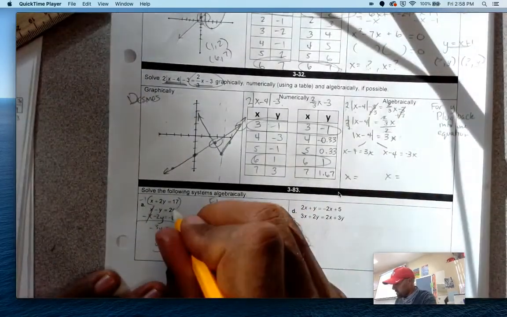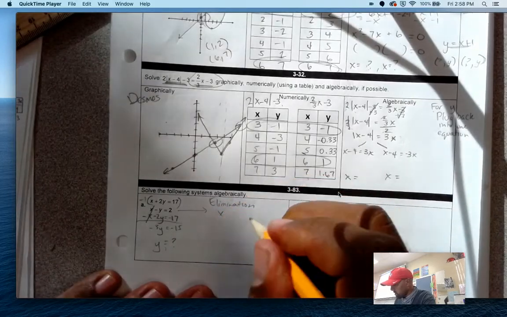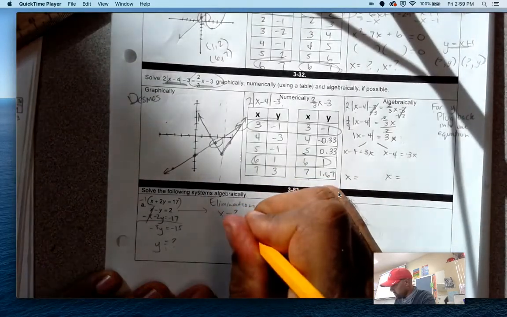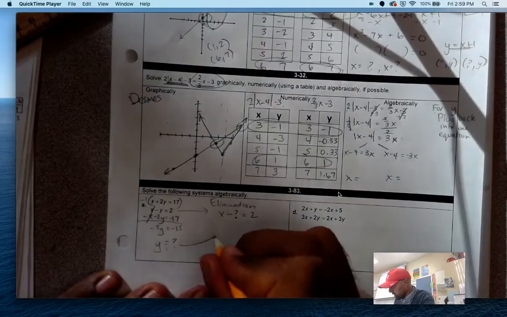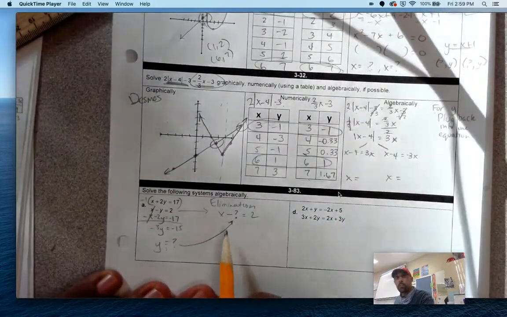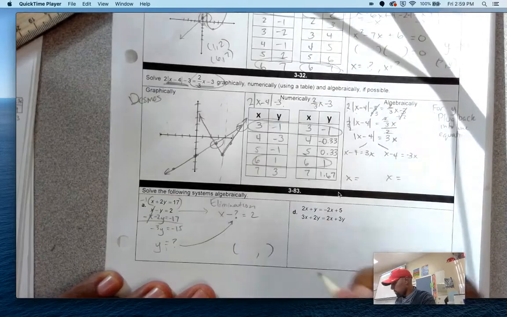And then to get your x, I would take the easy equation like this one and just plug in that y. So maybe we take that number, plug it in there, and then solve for x. And then you'll get your solution.